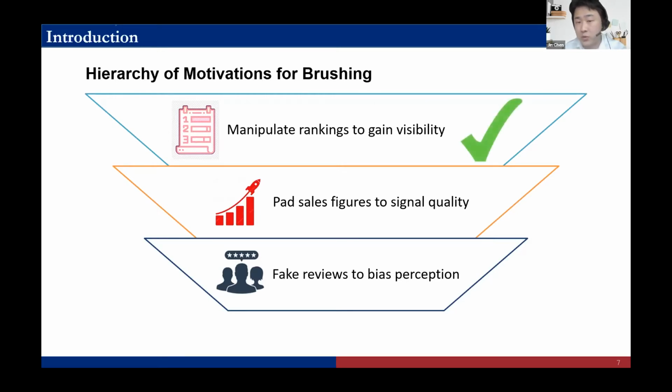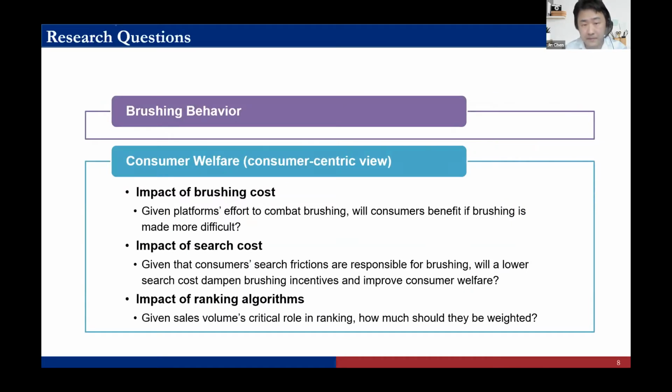Now, our research focused on the first factor, which has to do with whether the customers can see the product in the first place, due to the ranking algorithm that heavily relies on the sales records. The customers have to be able to observe the product first before they can even evaluate it. Our research questions are, first and foremost, how do sellers strategically brush in this competitive environment? And more importantly, what is the impact of brushing on consumer welfare?